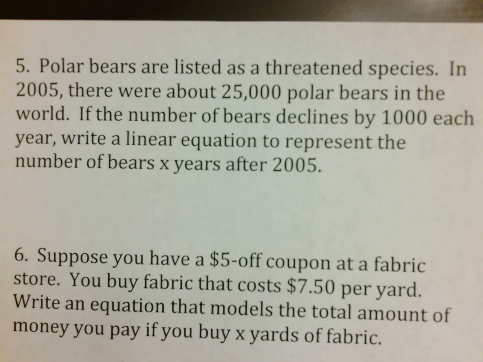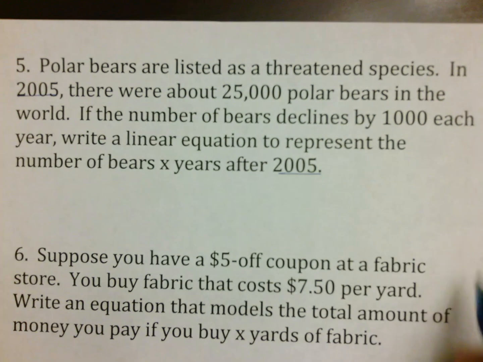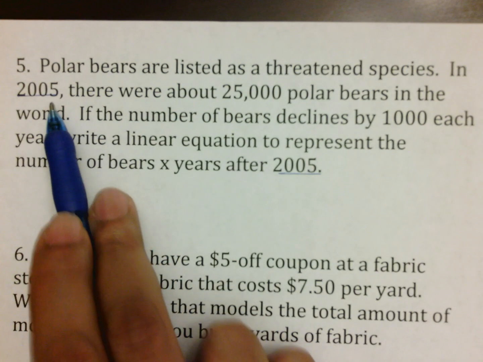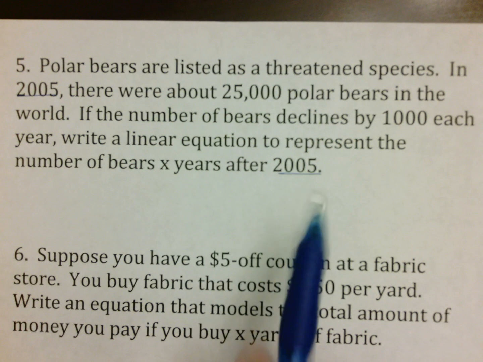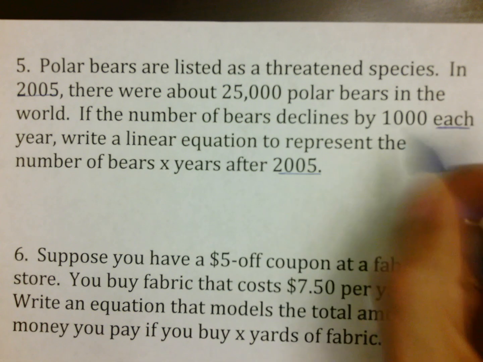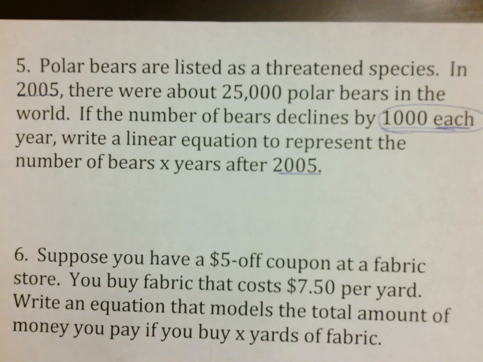If the number of bears declines by 1,000 each year, write a linear equation to represent the number of bears X years after 2005. Now here's the thing. There is a number here and here, 2005, but I don't think that number is really a major number, because to me, if you're looking for a keyword here, you have 1,000 each year, which means that's obviously going to be our M. And we're also looking for a starting point.